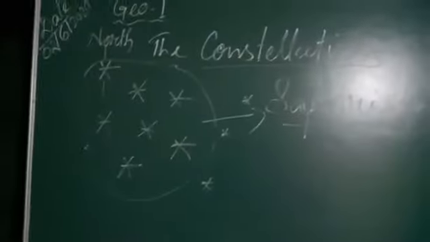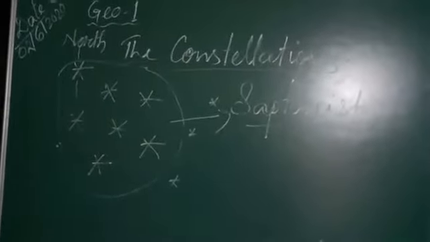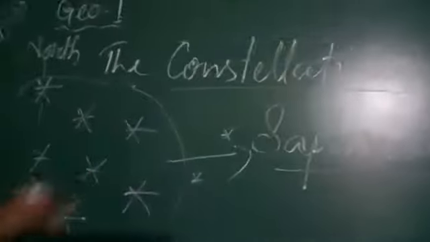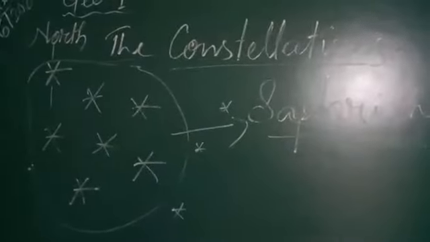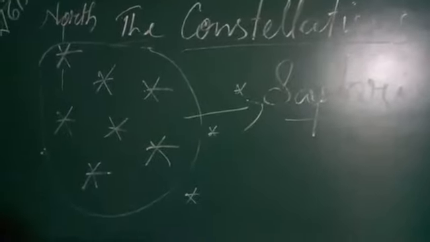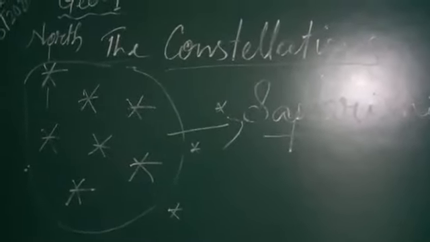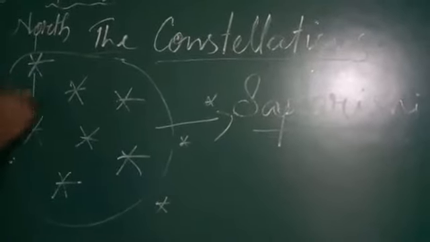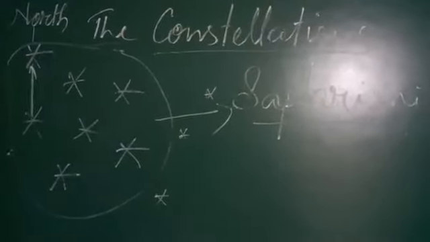And people used to find the north direction seeing these stars, the Saptarshi. The earlier people in ancient times used to find the direction of north. How? The pole star. Pole means, we know that this is like a pole.